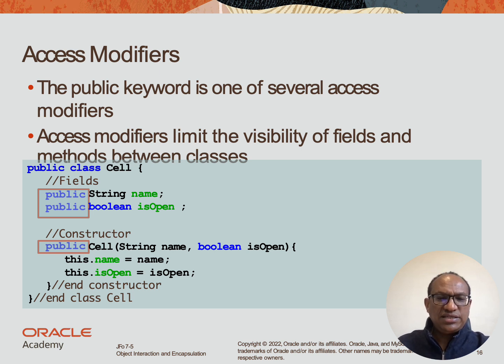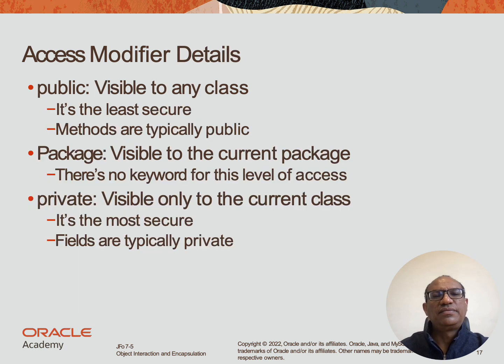Let's look at the cell class. Both fields are public, which is not ideal. Quick rundown on access levels. Public, visible from anywhere. This is the least secure one. No modifier. Package private, only visible within the same package. Private, only visible inside the class. Most secure and most recommended for fields.